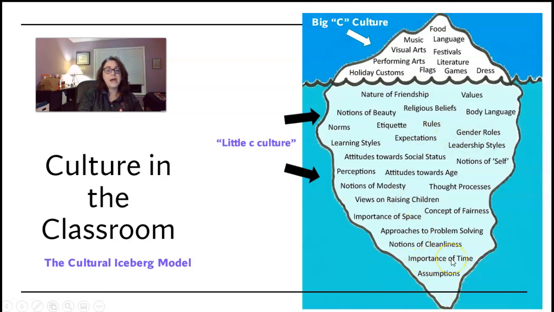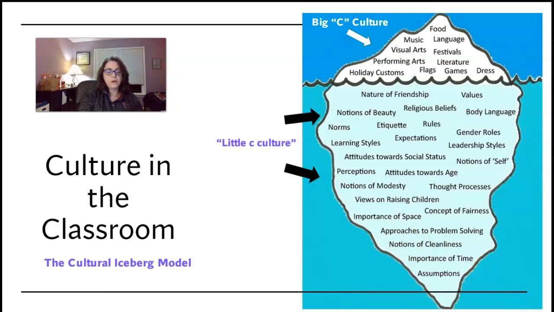Attitudes and importance of time, okay? Importance of space, the way you view space. And different kinds of learning styles are some things that I see in the classroom, and there are lots of different ones as everyone can tell here. So these are the ones though that honestly affect our interactions in the classroom more.